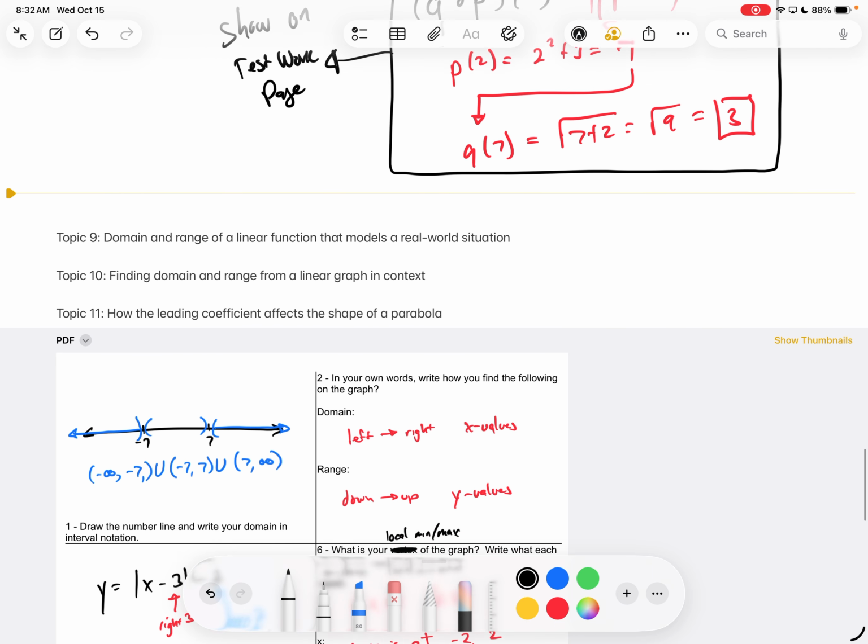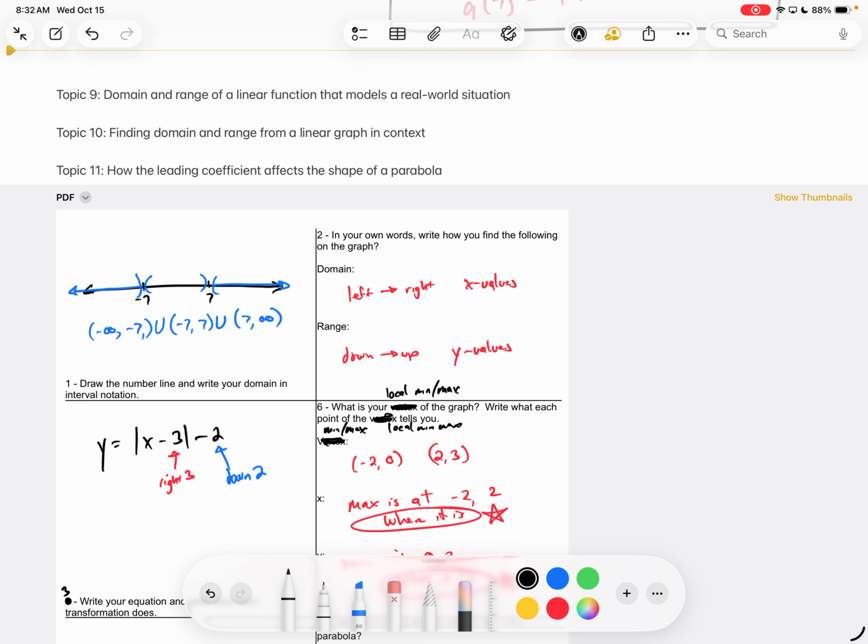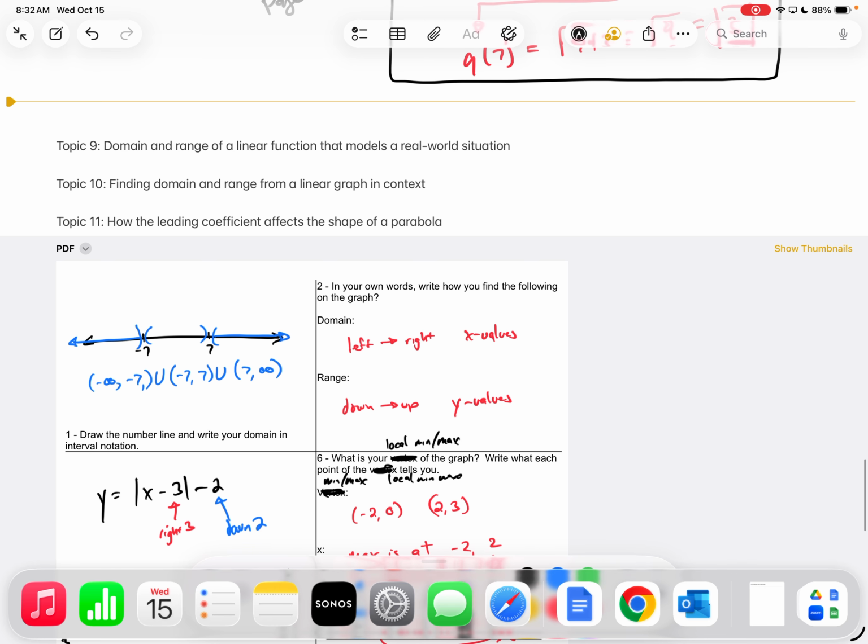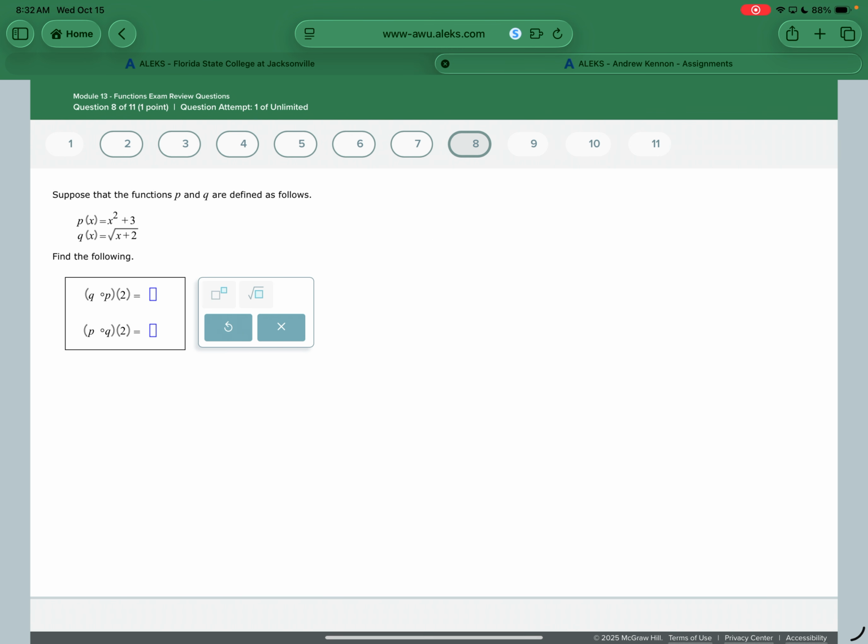All right, number 10 is our other one, domain and range of a linear function. So number 9, 3 left.